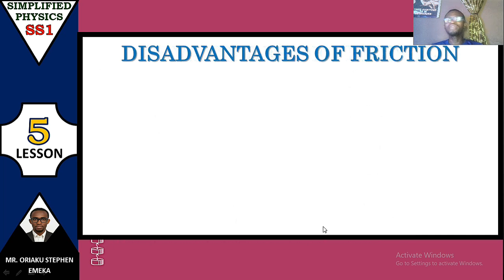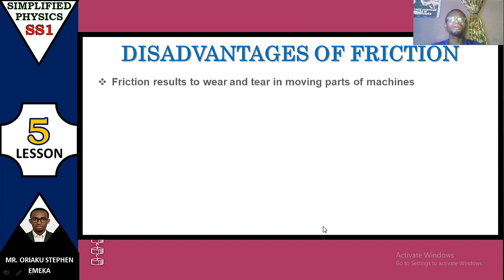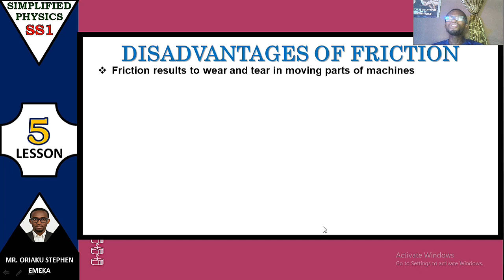Now let's go to the disadvantages of friction. Everything that has an advantage also has a disadvantage. Now the first one is that friction results in wear and tear of moving parts of machines. So friction is actually what is responsible for why machines can never be 100% efficient, because it causes wear and tear.